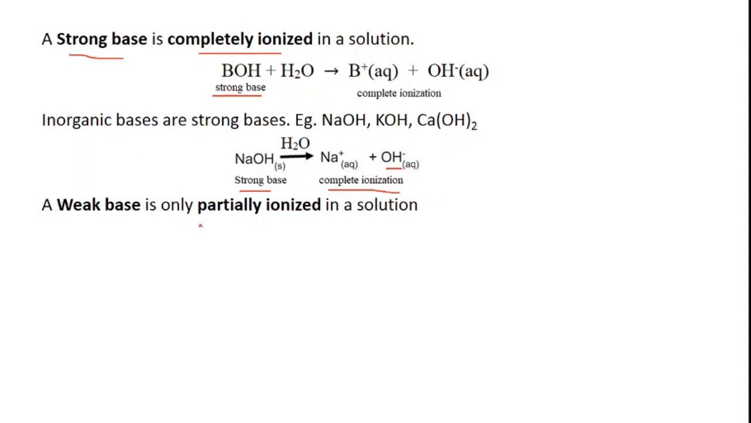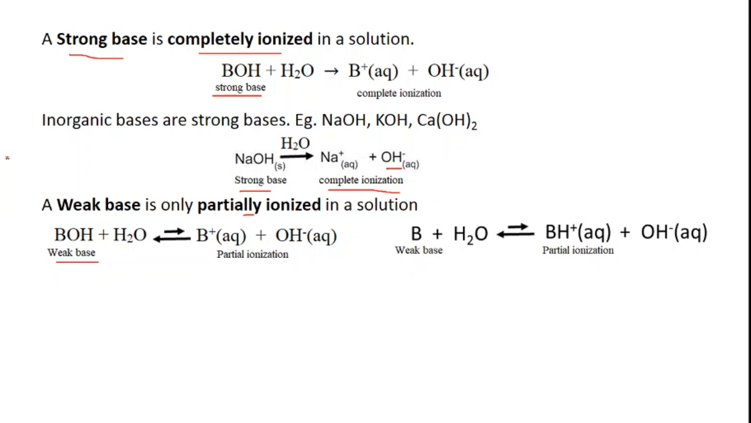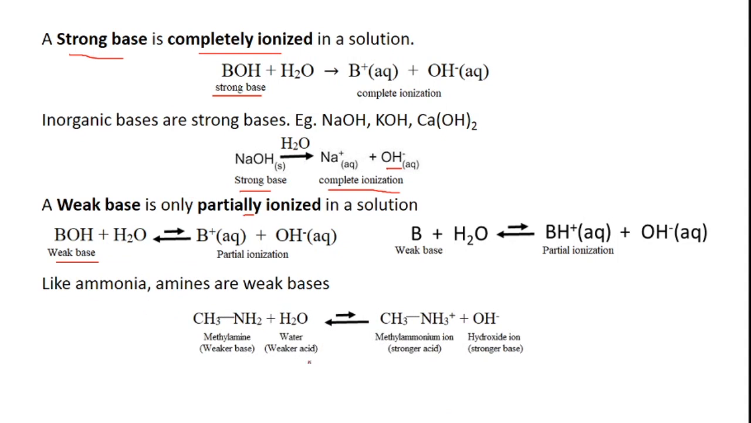A weak base is only partially ionized in a solution. If we consider the example where the base is not completely ionized, meaning the maximum portion of the base remains in unionized form, then the base is considered a weak base. For example, ammonia and amines are weak bases. If methylamine is dissolved in water, it will dissociate very slightly to give ammonium ion and hydroxide ion. So methylamine is considered a weak base.